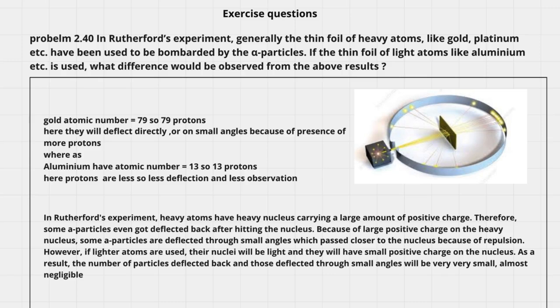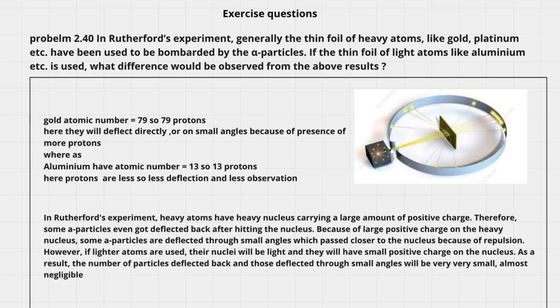Solution. Alpha particle are helium-4 2. Gold atomic number equals 79, so 79 protons. Here alpha particle will deflect directly, or on small angles because of presence of more protons, whereas aluminium have atomic number equals 13, so 13 protons. Here protons are less, so less deflection and less observation.